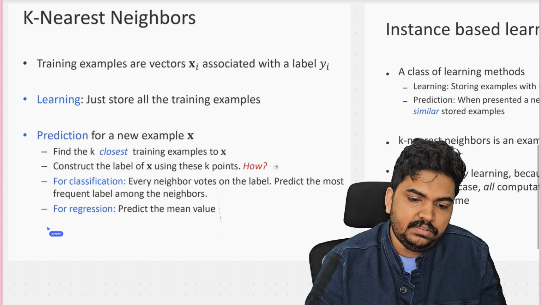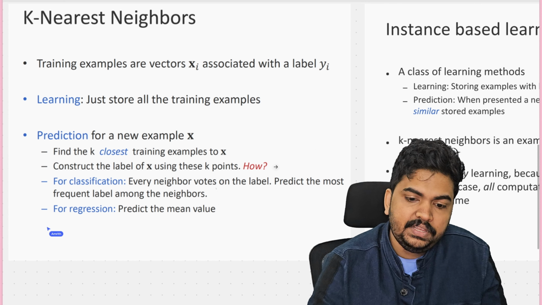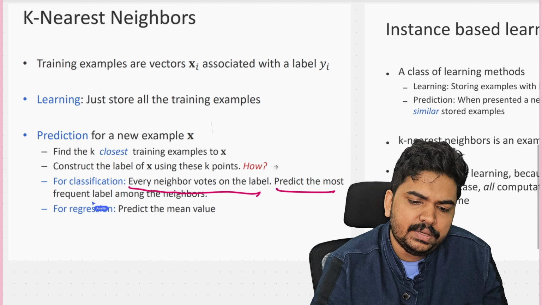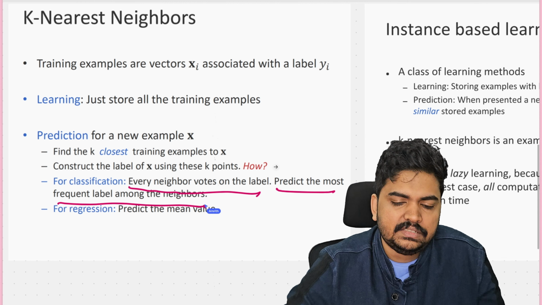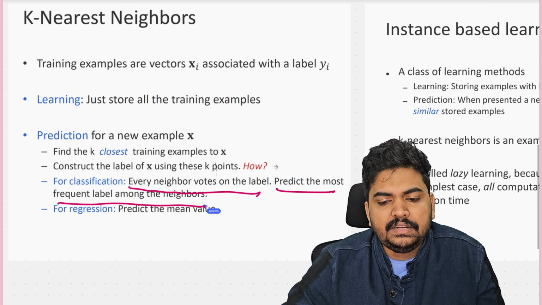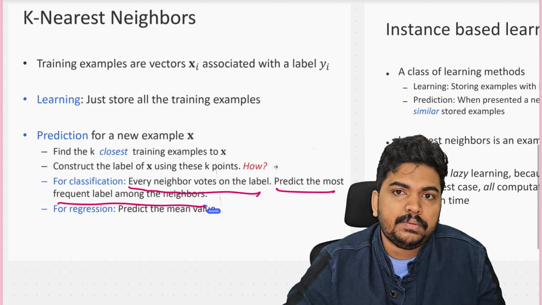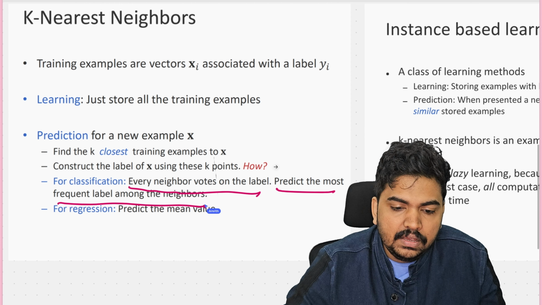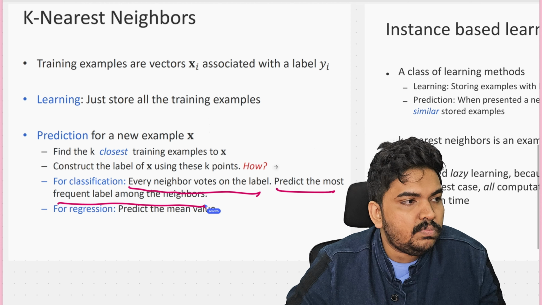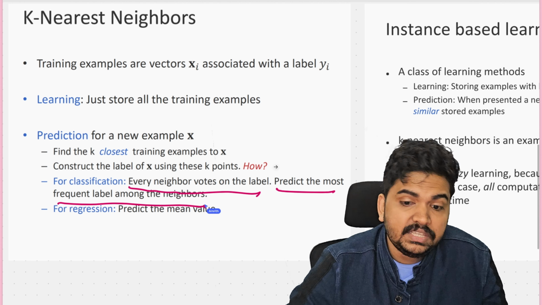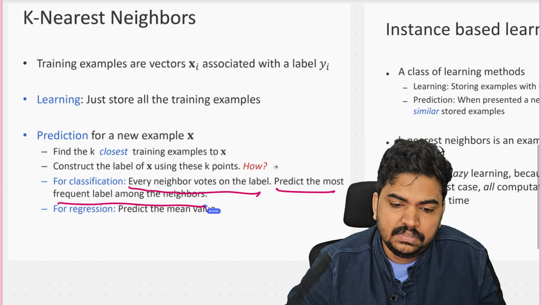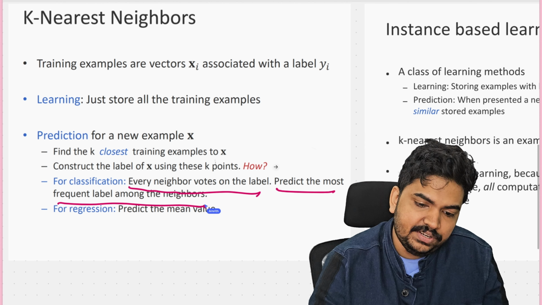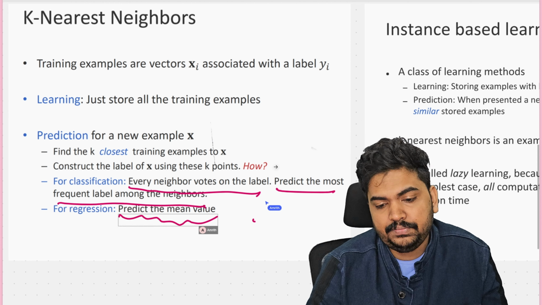For classification, what we generally do is that every neighbor votes on the label, and we predict the most frequent label among the neighbors. It's pretty straightforward in that sense, right? We just take a vote. The label that is most frequent amongst the k neighbors for a given instance forms the label of the instance. That's it. For regression, we generally predict the mean value.